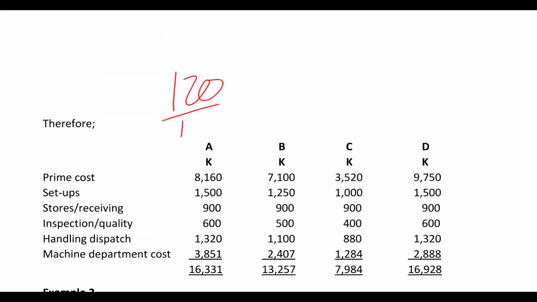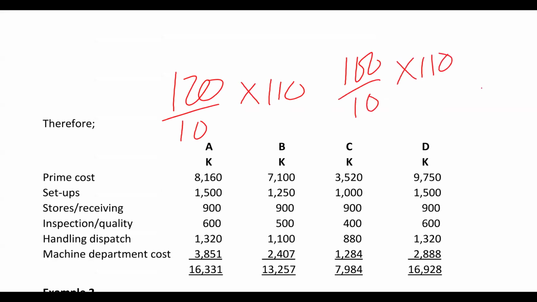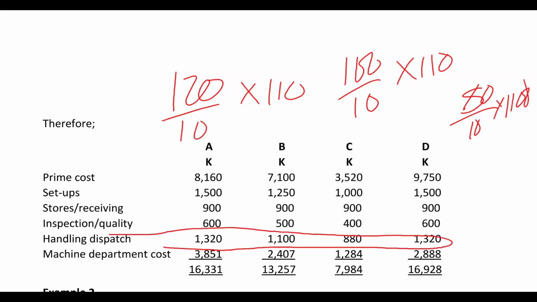And then when you do that, you multiply by 110 because the cost per unit is 110, that's what we calculate. Then you come to product B, which is 100 units divided by 10 times 110, like that. Product C is 80 units divided by 10, times 110, basically. And D is 120 divided by 10 times 110. So that gives you this line for material handling. This is how you find the one for handling dispatches.